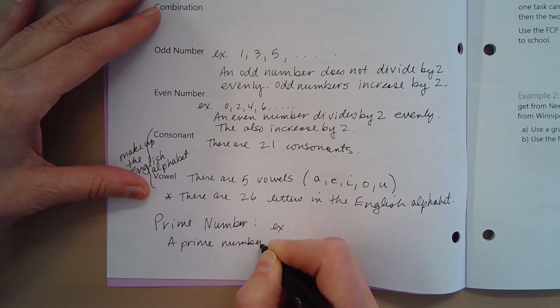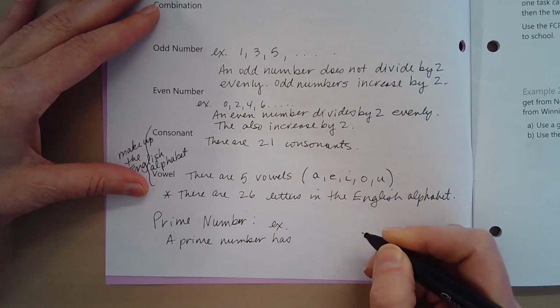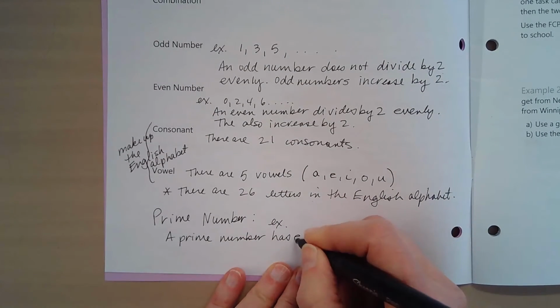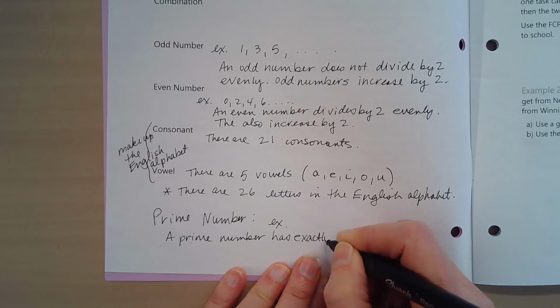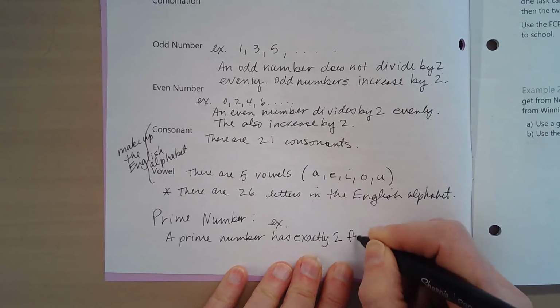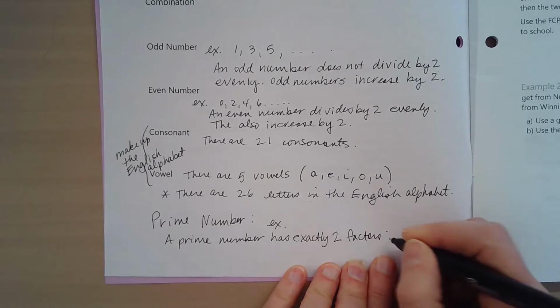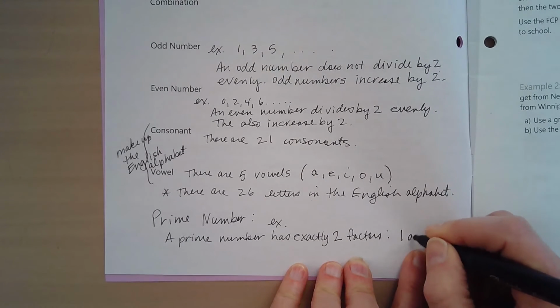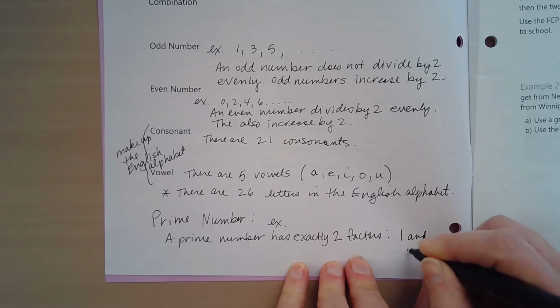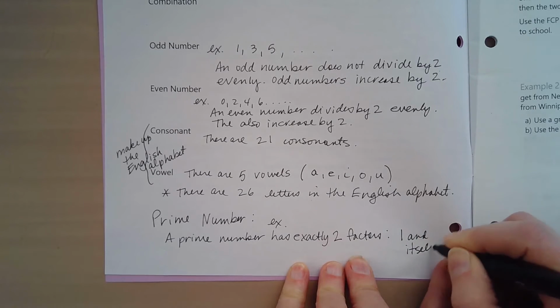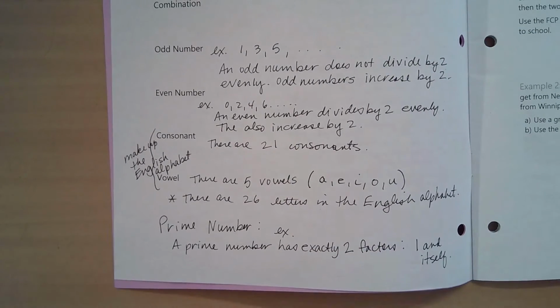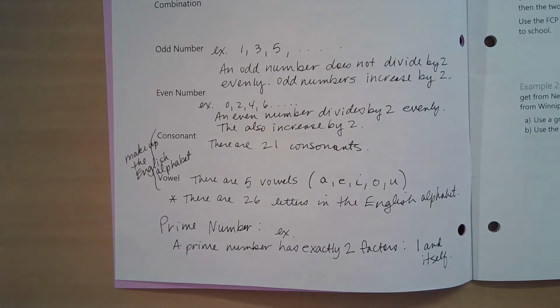A prime number, now we have to be careful here, has exactly 2 factors: 1 and itself. So keep that in mind. It has exactly 2 factors. So give me an example of a prime number.